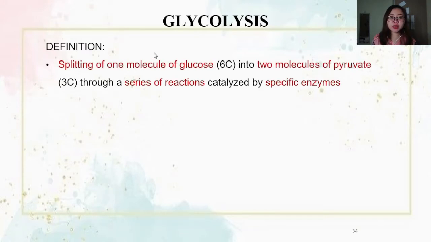So in this part, we're going to learn how to define glycolysis, how to explain glycolysis, and also how to draw the process of glycolysis. So let's begin with that definition. You can define glycolysis as the splitting of one molecule of glucose, which is a 6-carbon molecule, into 2 molecules of pyruvate, which is a 3-carbon molecule, through a series of reactions catalyzed by specific enzymes.